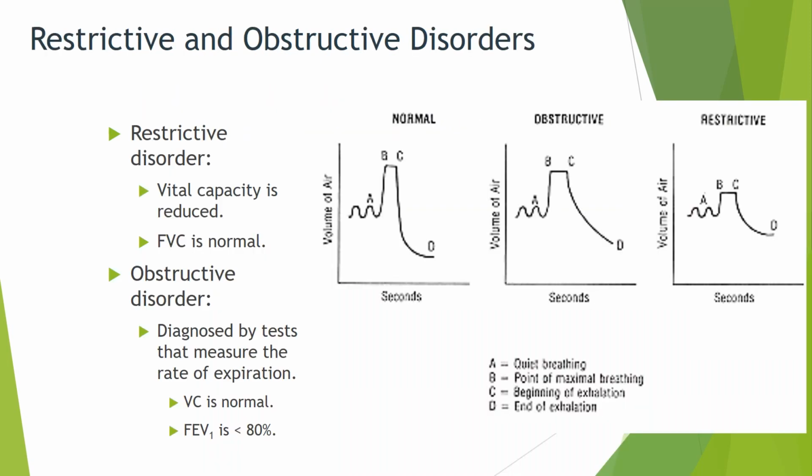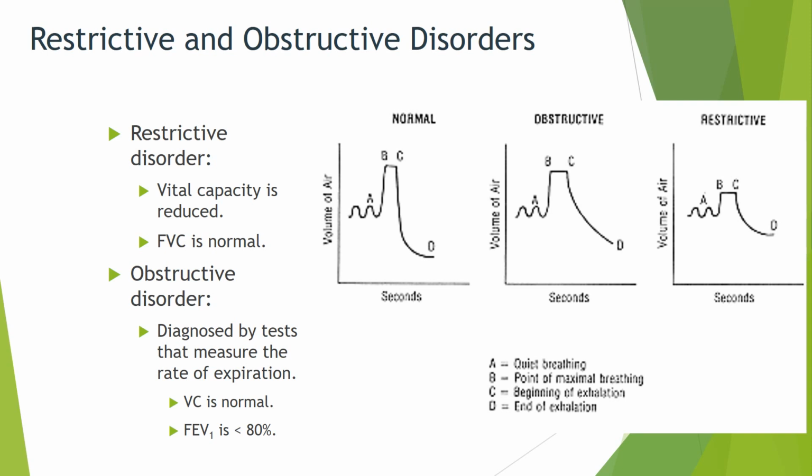With pulmonary disorders, there are two main classifications that are found. We have restrictive and obstructive disorders. Restrictive disorders are when the lung tissue becomes damaged. The vital capacity becomes reduced, however, the forced expiration is normal.